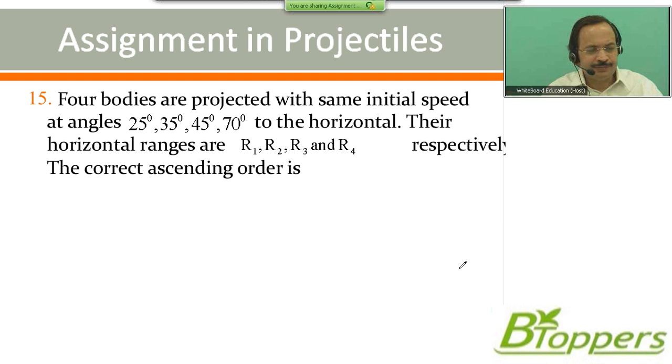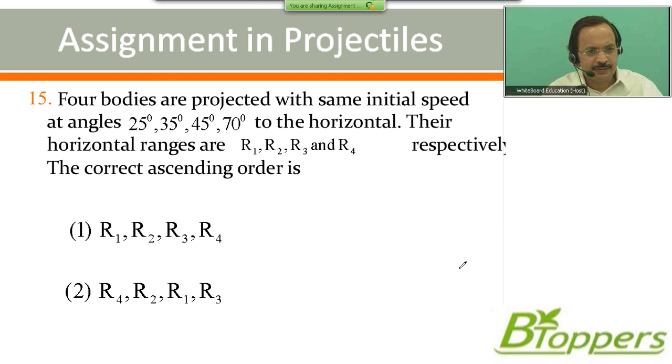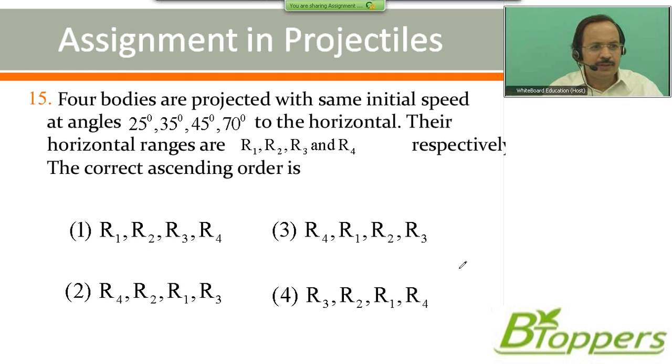See question number 15. Four bodies are projected with the same initial speed at angles 25 degrees, 35 degrees, 45 degrees, 70 degrees to the horizontal. Their horizontal ranges are R1, R2, R3 and R4 respectively. The correct ascending order is. A bit similar question I have discussed. You have to compare the values of sine 2 theta here.